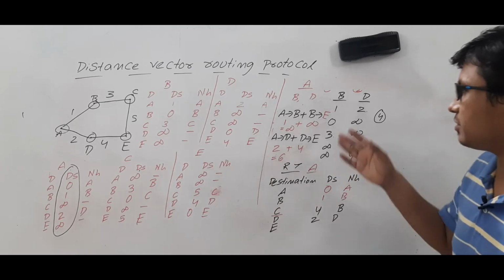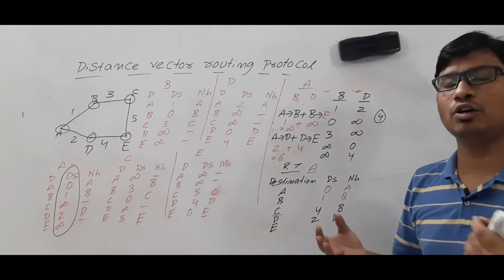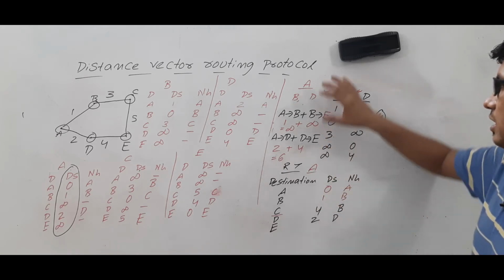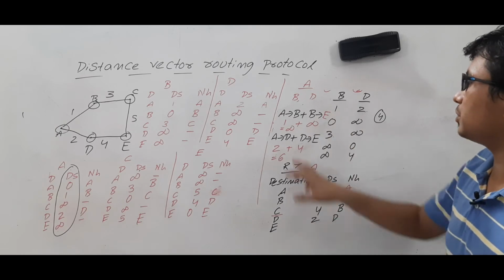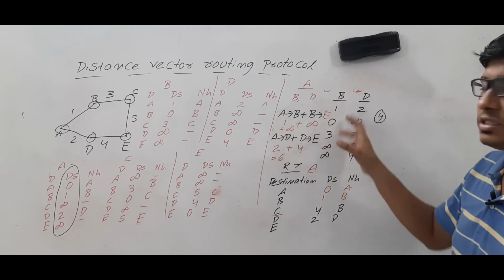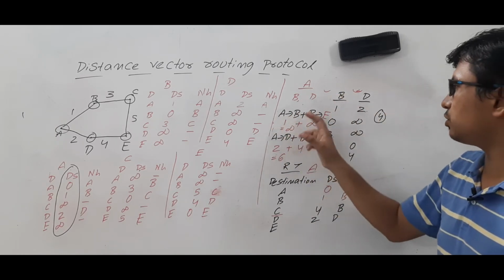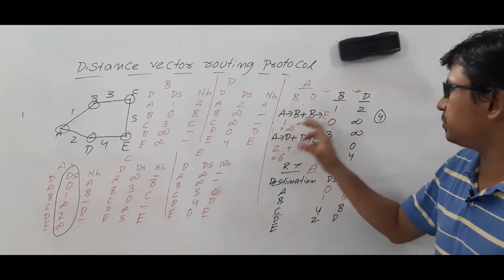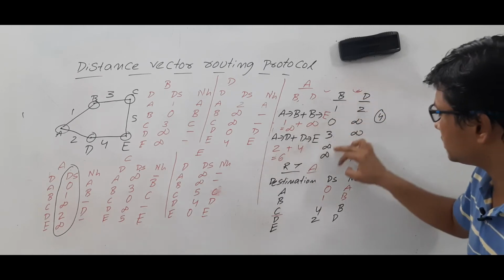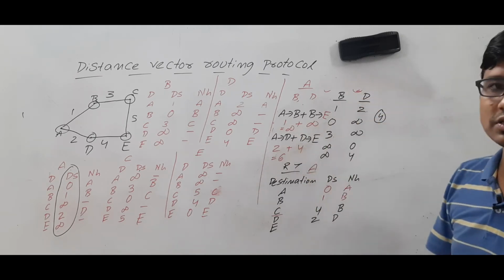See, I myself got confused, so you can understand how difficult this concept is. Is it clear? So remember one thing: A to E, you need to compute the distance. So A to B, because this information only you know, you will find the distance A to B plus B to E. A to B distance is 1, B to E distance is infinity, 1 plus infinity is infinity.